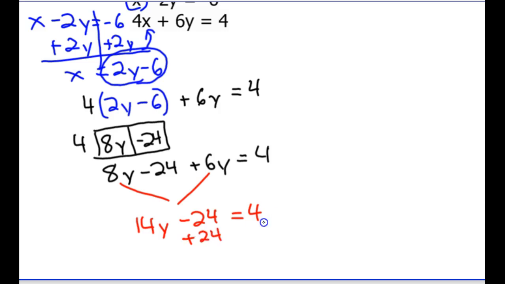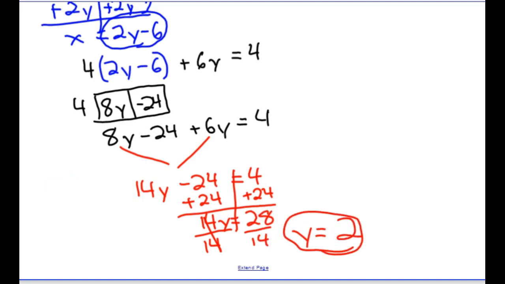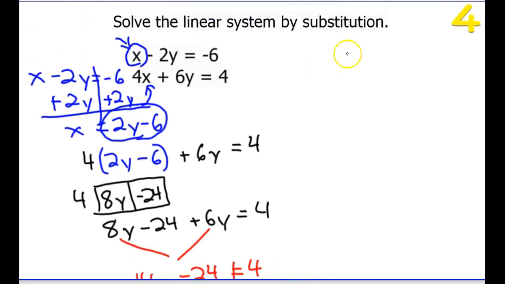We're going to add 24. 14y equals 28. Lastly, divide by 14. And we get y equals 28 divided by 14, which is 2. So our y equals 2. That means our answers, we don't know our x yet, but we know that our y is going to be 2.